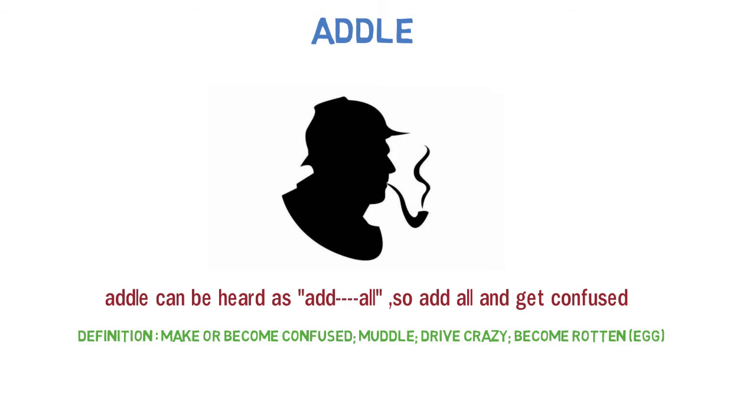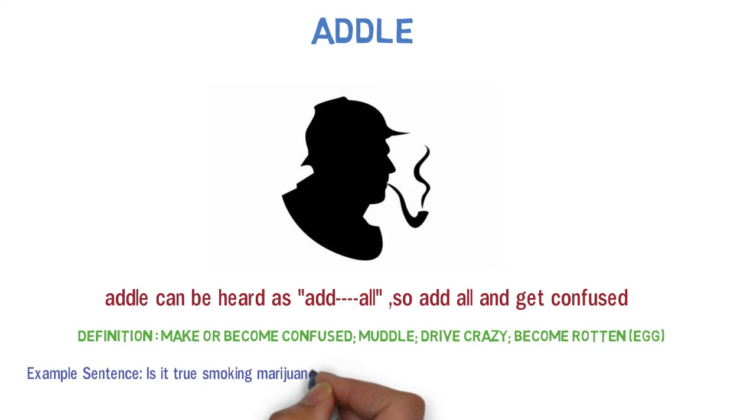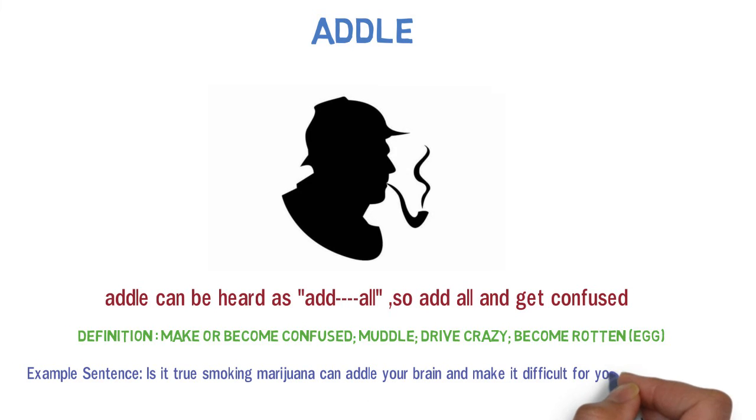When you hear news about anything from different sources like the internet, newspaper, TV, and all, you can easily get confused about which news you should believe. So the example sentence is, is it true smoking marijuana can addle your brain and make it difficult for you to concentrate? Okay, here you can see a person who is smoking marijuana, and there is research on smoking marijuana that the brain gets slow and muddled so that it is difficult to concentrate on anything.